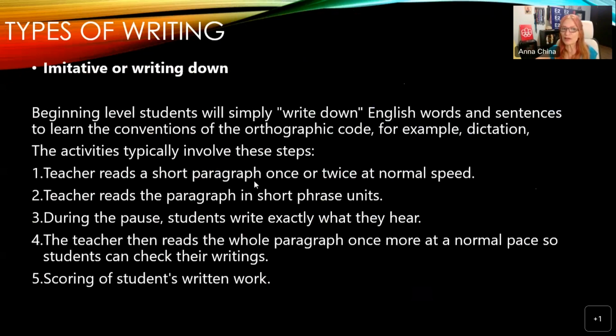So the teacher reads a short passage once or twice at a normal speed. Then the teacher reads the paragraph in short phrase units. During the pause, students write exactly what they hear. The teacher then reads the whole paragraph. And then, of course, the scoring.